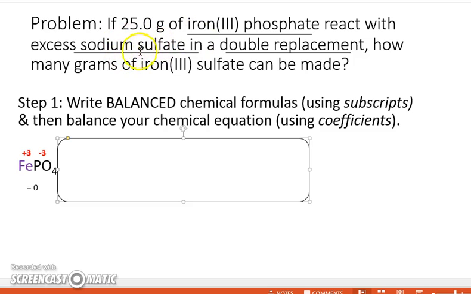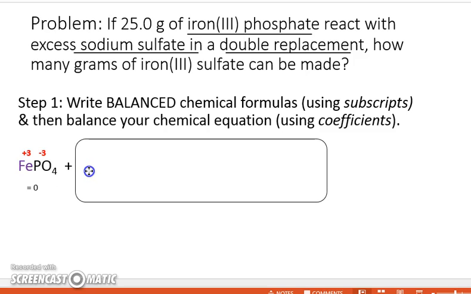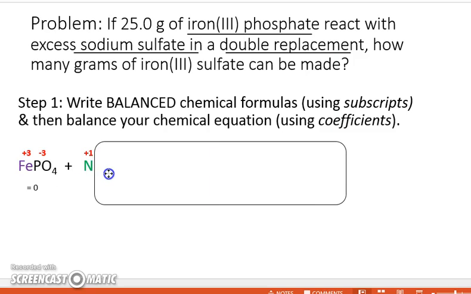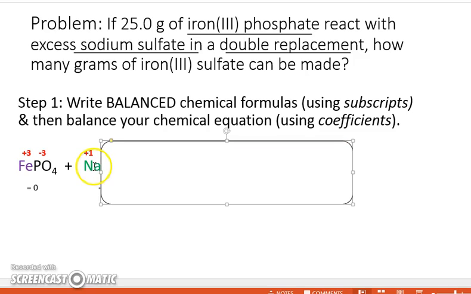So sodium sulfate is going to be my next reactant. So I'm going to put a plus sign. And then sodium is Na. And the charge on sodium is +1.